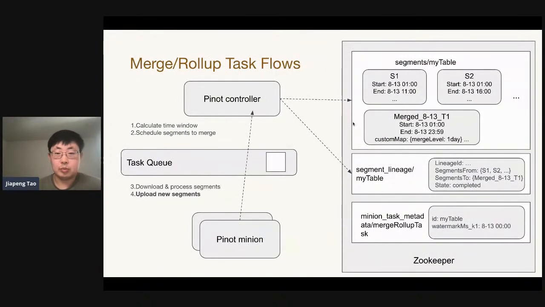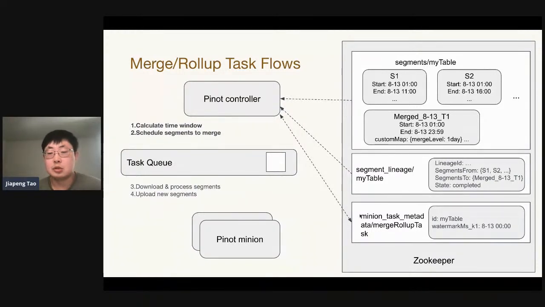Back to the previous slide. As we can see here, the controller will update the lineage metadata. Also, the newly uploaded segments will have a special field in the custom map, which shows the merge level. So we covered the cold start case and how this works end to end. In the next round, we will have the watermark in Zookeeper, so when we calculate the time window, the controller will just read the watermark.